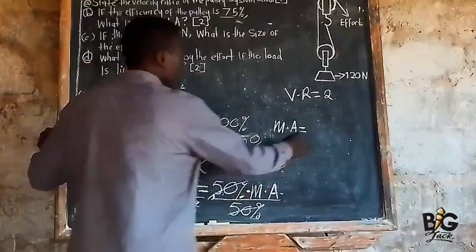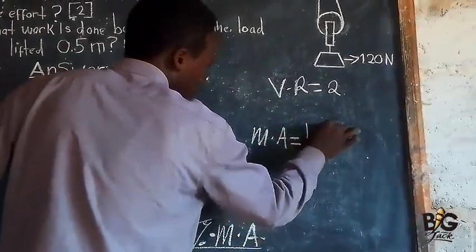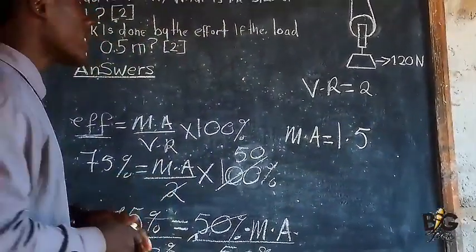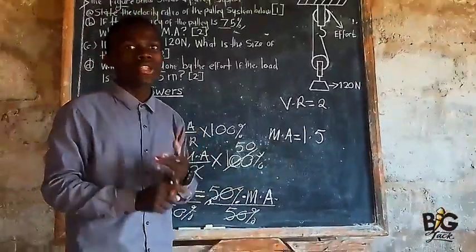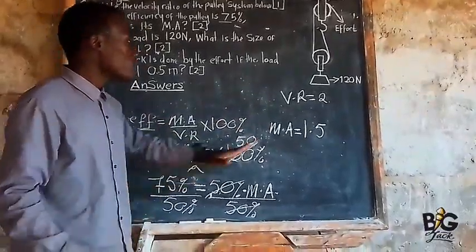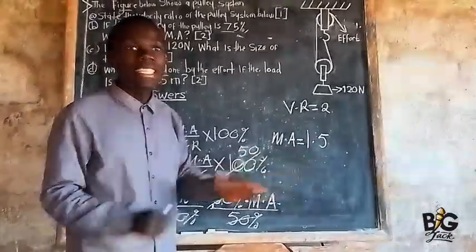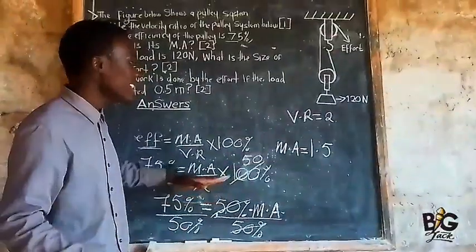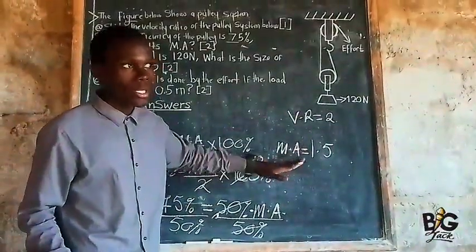We are going to get 1.5. Now, this mechanical advantage is also a ratio, so it doesn't have units. Okay. So this mechanical advantage is also a ratio, meaning it doesn't have units.